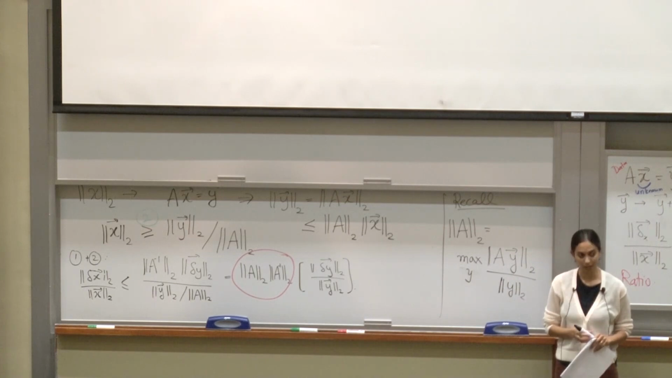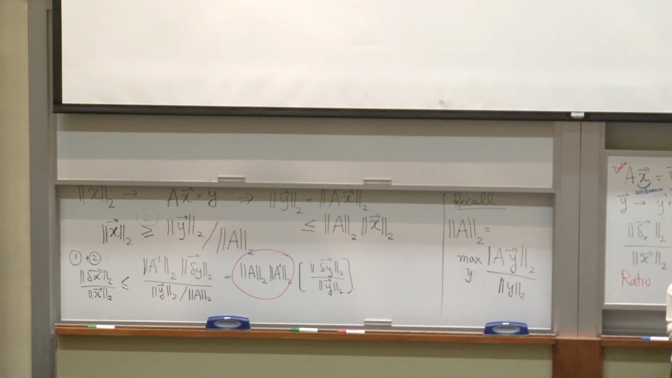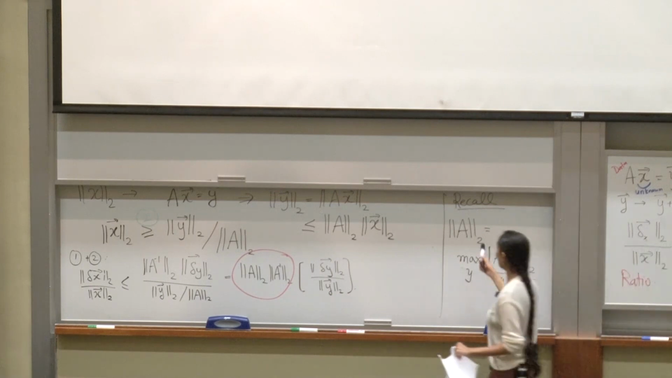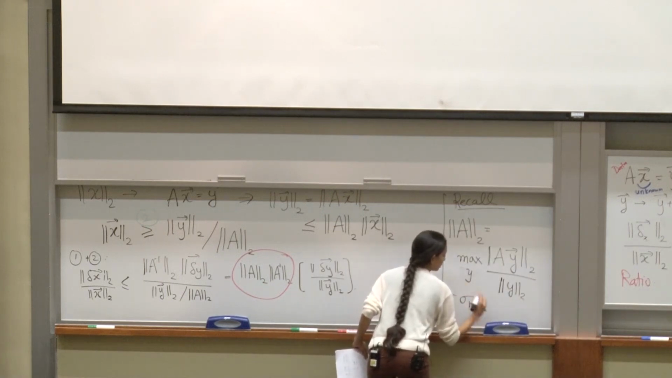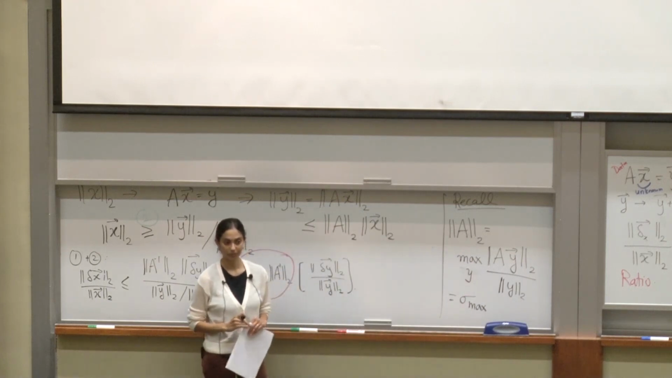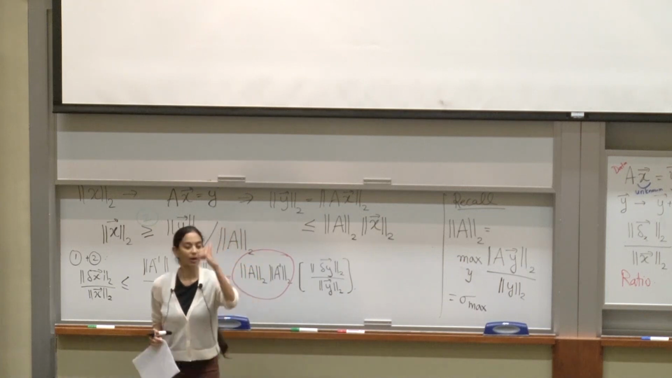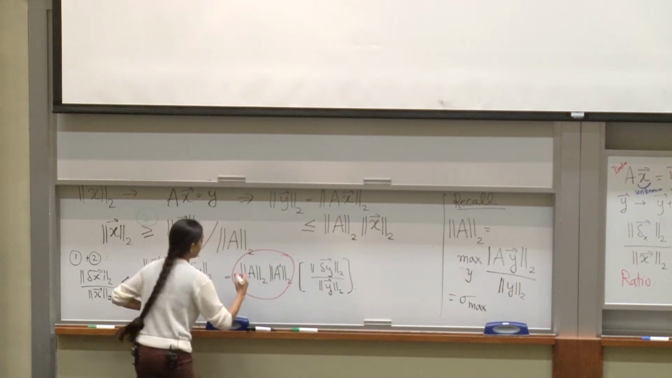Yes, but there's another thing. Frobenius operator norm, not Frobenius norm. Singular value, right? So what is this? This is equal to sigma max, right? The largest singular value. Great. So can we write this instead as sigma max?